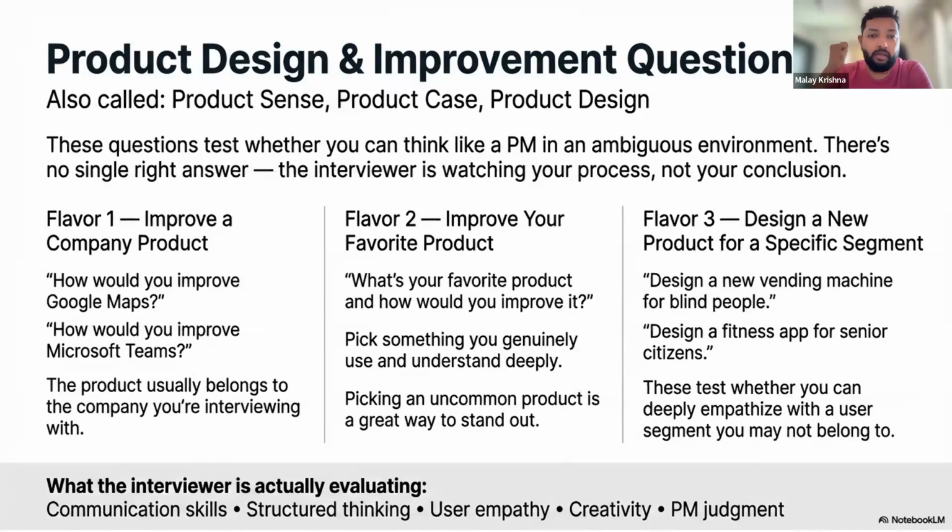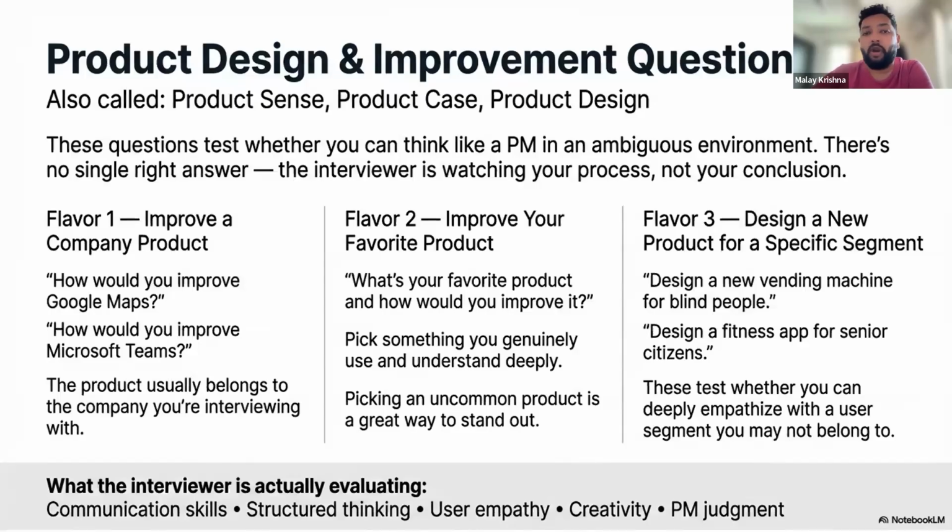Five things: communication. Can you express your ideas clearly? Structured thinking. Do you follow a logical flow? User empathy. Can you genuinely think from someone else's perspective? Creativity. Can you go beyond the obvious? And PM judgment, which is can you make some trade-offs and prioritize? So, once again, communication, structured thinking, user empathy, creativity, and PM judgment.